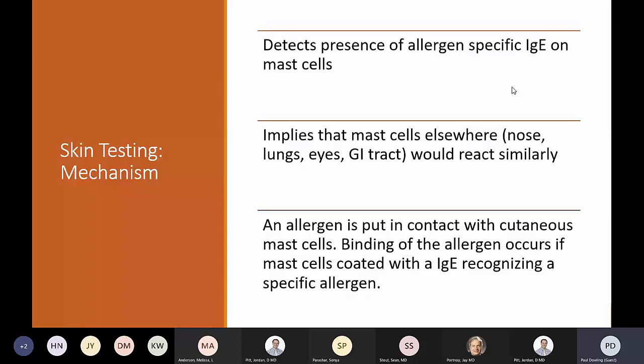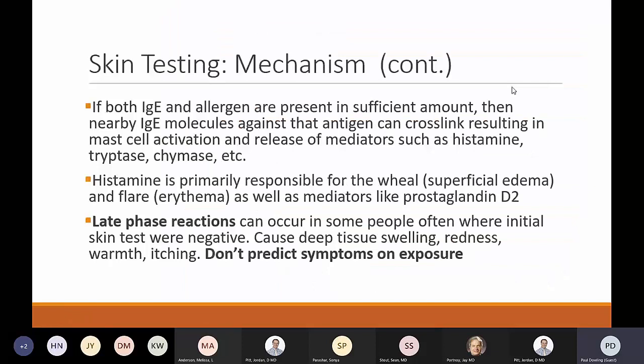If both IgE and allergen are present in sufficient amount, then nearby IgE molecules against that antigen can cross-link, resulting in mast cell activation and release of a number of mediators. The one that we think of most is histamine, and that's why we use antihistamines to block some of those reactions. Histamine is primarily responsible for the wheal or the bump that you have, the superficial edema, and the flare or the erythema, as well as mediators like prostaglandin D2.